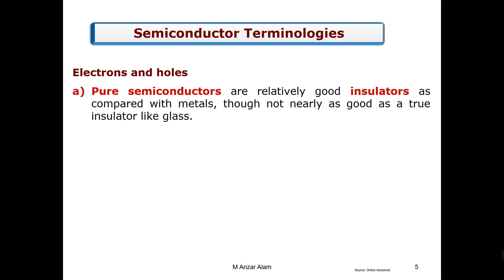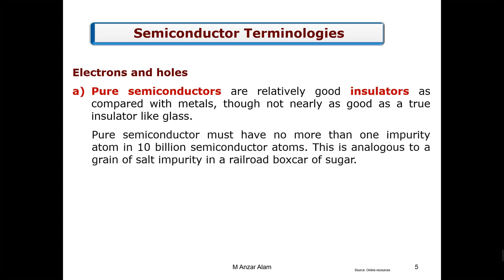If some manufacturer claims they have 99.9% purity, what does it mean? It means if we have 999 copper atoms, then it could be possible that one atom may be impure. Okay. So what about the semiconductor? Semiconductor is not like the conductors. Pure semiconductor must have no more than one impurity atom in 10 billion semiconductor atoms. So if we have 10 billion semiconductor atoms in a crystal, then we say, okay, one may be an impure atom. So this is the purity level of semiconductor, 10 billion. Nowadays, it's more than 10 billion.